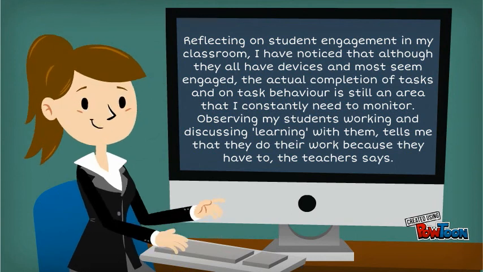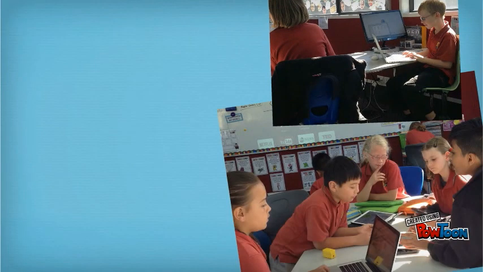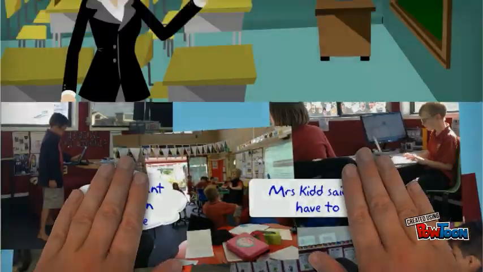Reflecting on student engagement in my classroom, I have noticed that although they all have devices and most seem engaged, the actual completion of tasks and on-task behaviour is still an area that I constantly need to monitor. Observing my students working and discussing learning with them tells me that they do their work because they have to, because the teacher says. So what do the experts say?